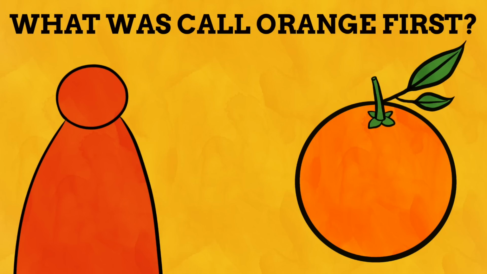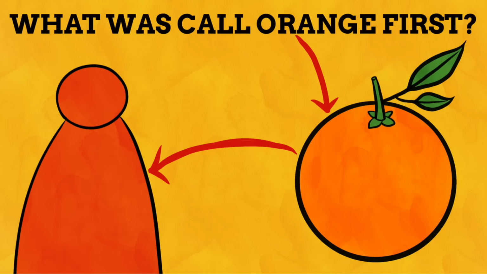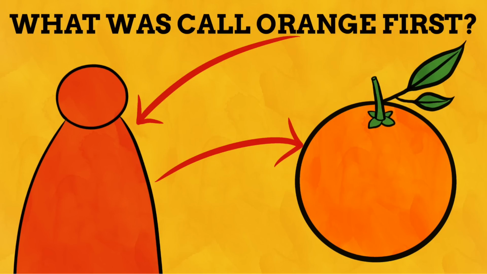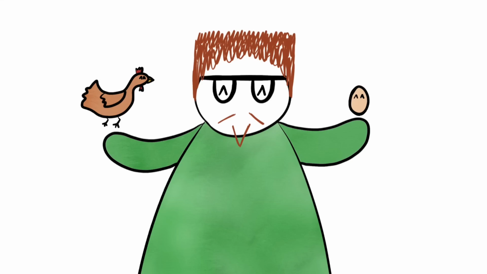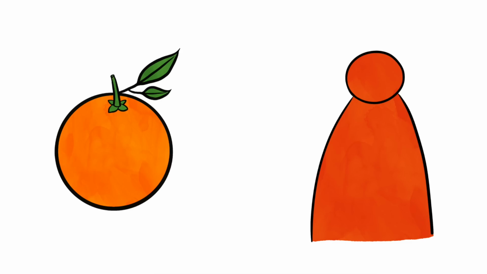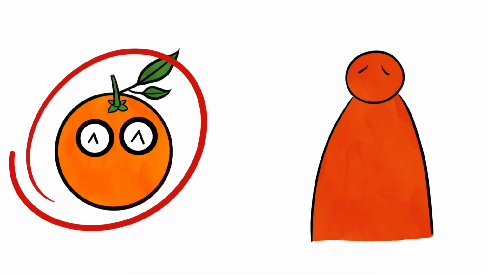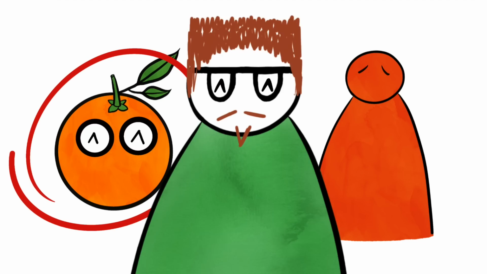Simply put, what was called orange first? Was the colour named after the fruit, or was the fruit named after the colour? Luckily, however, unlike the chicken and the egg, this one seems to have a pretty definitive and rather interesting answer. It seems that the first of these two things to be called orange was in fact the fruit. So there you go, if you just wanted the answer, feel free to leave now. Though there's a lot more to talk about in the world of fruits and colours.